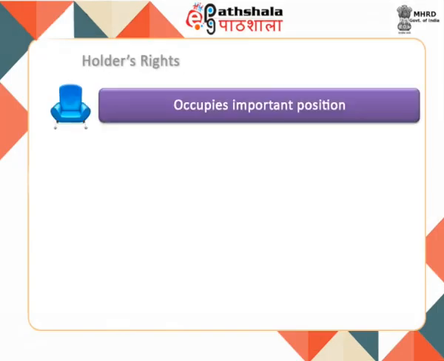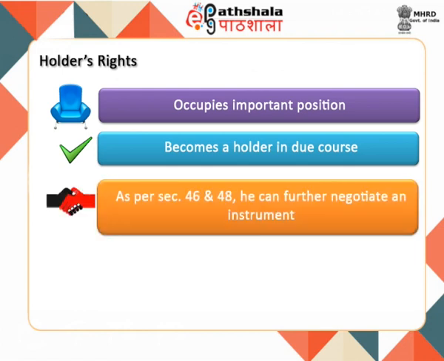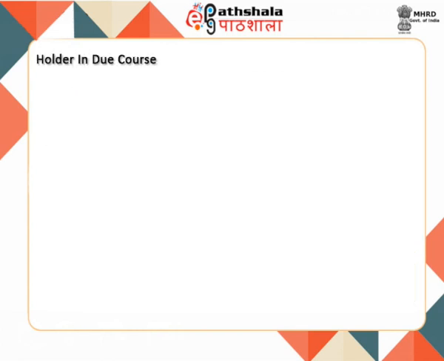A holder occupies an important position with regard to negotiable instruments. Only a holder can become a holder in due course. Also, as per section 46 and 48 of the Negotiable Instruments Act 1881, only a holder can further negotiate an instrument. Furthermore, as per section 78, only a holder can give a valid discharge on the instrument to its maker or acceptor. The concept of a holder is clear to us.